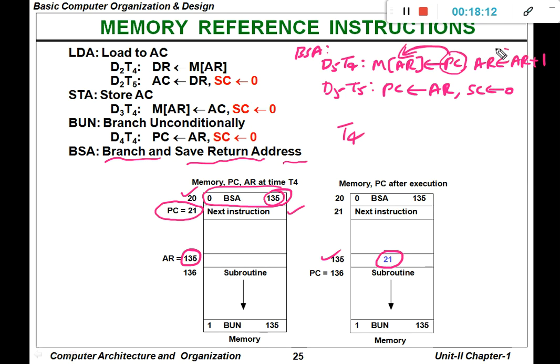Here you can see at clock pulse T4, in addition to moving the content of PC to M of AR, what are we going to perform? We are going to increment the AR value. So the initial AR value is 135. Now if you increment, it becomes 136. And you can see here that from 136 the subroutine or subtask is starting. So this is the first instruction of the subroutine.